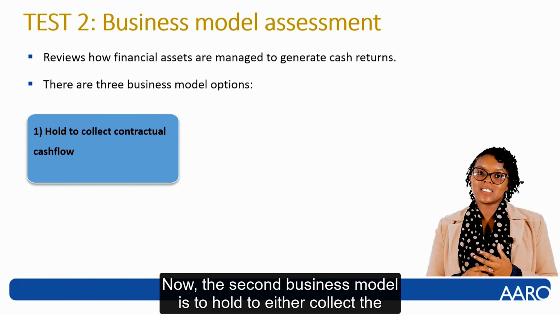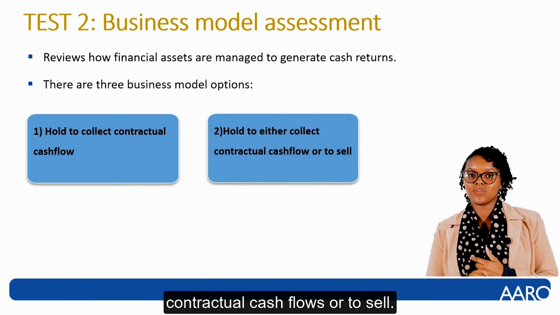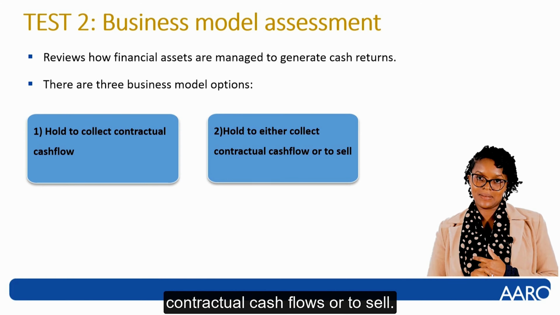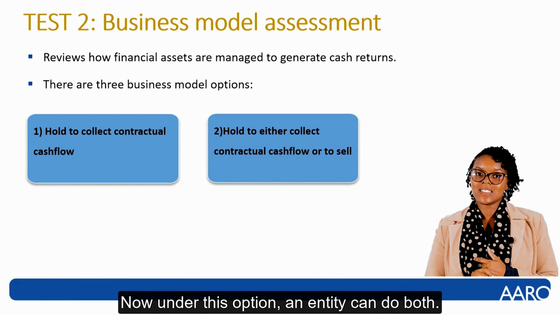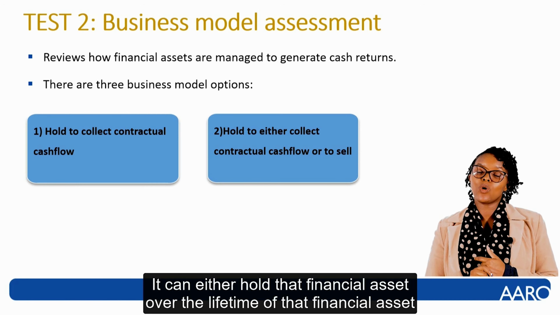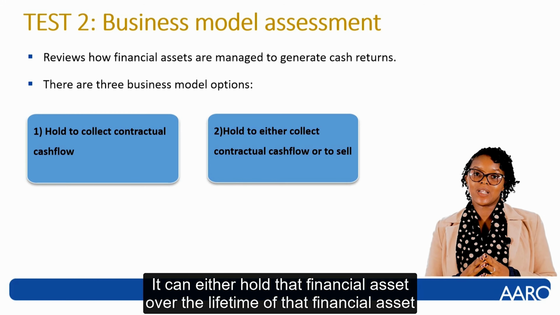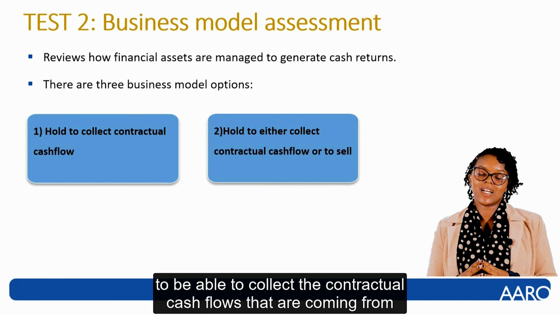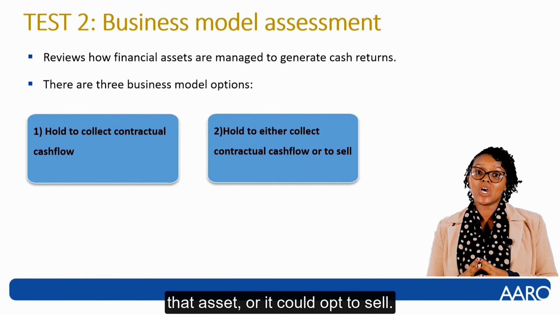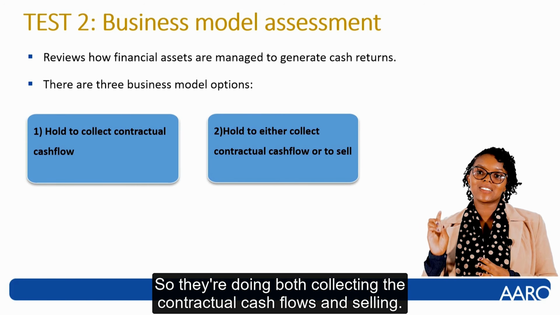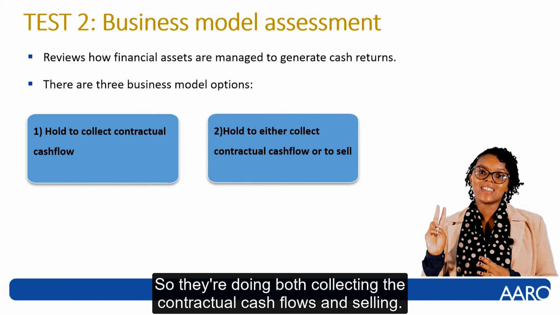Now, the second business model is to hold to either collect the contractual cash flows or to sell. Now, under this option, an entity can do both. It can either hold that financial asset over the lifetime of that financial asset to be able to collect the contractual cash flows that are coming from that asset, or it could opt to sell. So they are doing both, collecting the contractual cash flows and selling.